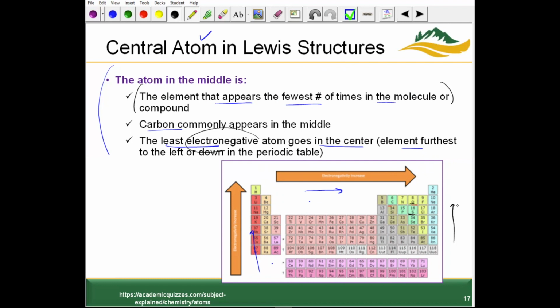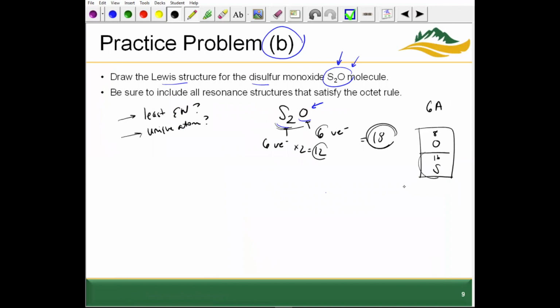Electronegativity increases going up the periodic table, so sulfur is less electronegative than oxygen. So again, in deciding which one we put in the middle, think the least electronegative atom, try to follow that rule first. Then if needed, you can think about putting the unique atom in the middle, because clearly here, the unique atom, the atom that only shows up once compared to twice, is oxygen. But oxygen is more electronegative than sulfur, so the least electronegative rule, that follows first.